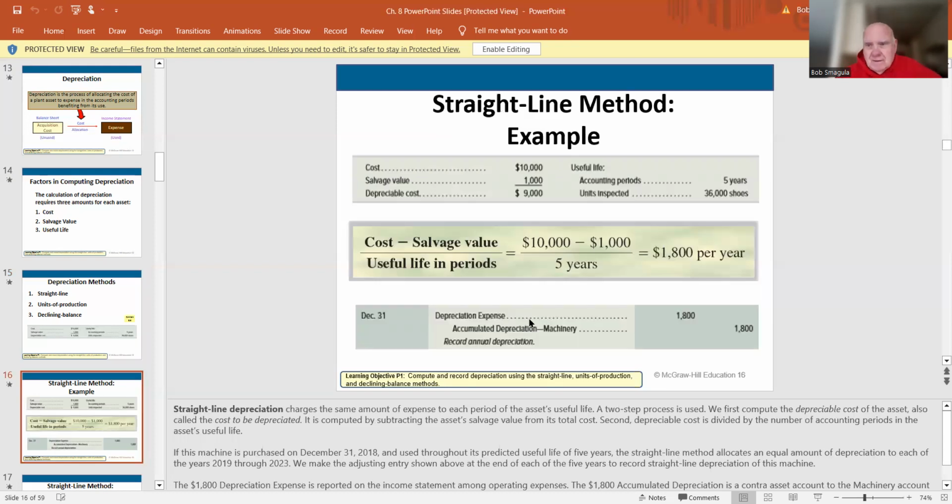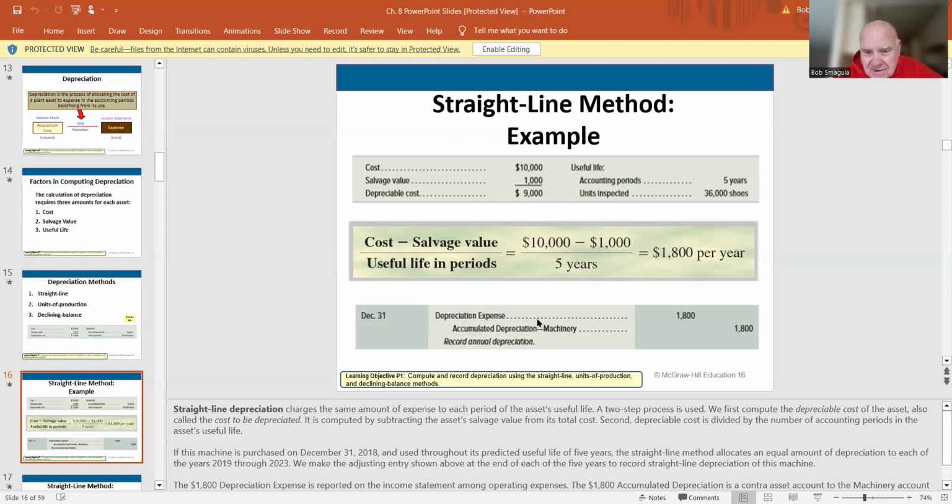Straight line. This is pretty straightforward. Cost was $10,000. The salvage, the estimated value of what it's worth at the time of discarding or disposing of it, is $1,000. So we're going to depreciate $9,000, not 9,000 units, $9,000. The salvage value was 1. We're going to take that 9,000, divide it by 5, and we get $1,800 per year, or I guess $150 a month. So this company only writes journal entries once a year.